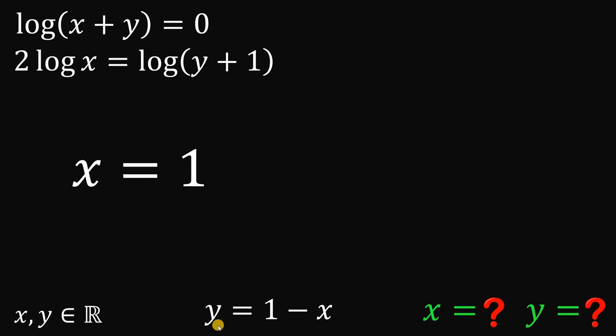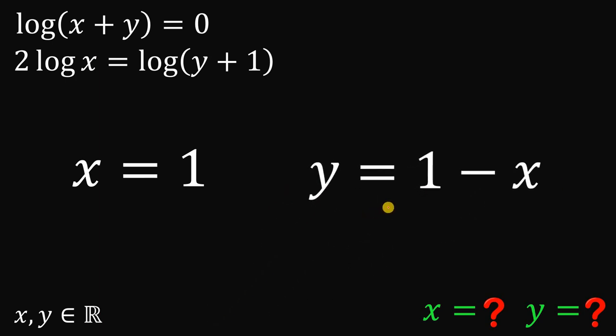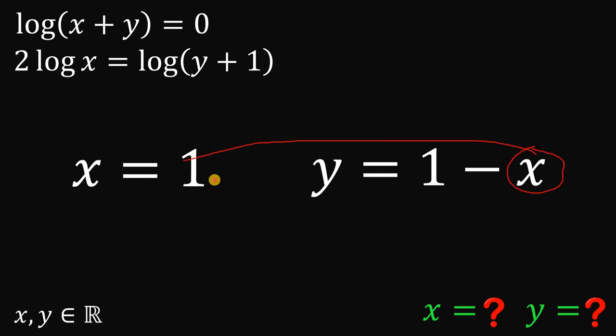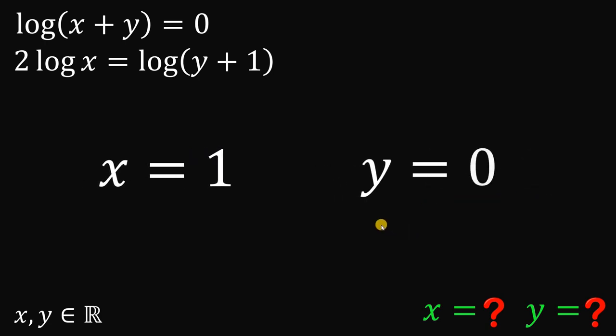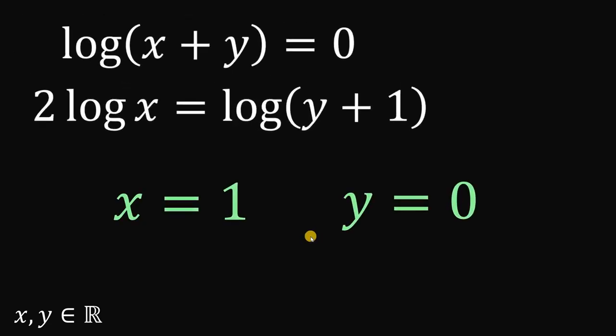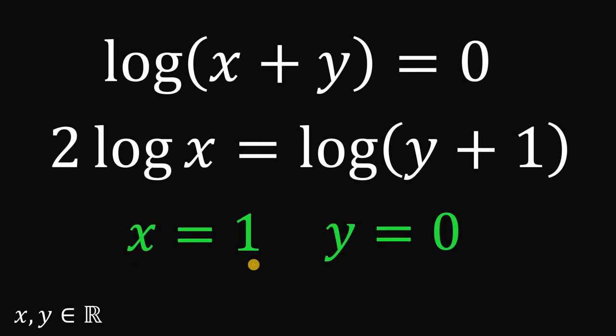Now, we know y equals 1 minus x. And to solve for the value of y, let's replace this x with its value of 1. So, we have y equals 1 minus 1. And 1 minus 1, very simple, this is just 0. Therefore, the only real values of x and y that satisfy this equation are x equals 1 and y equals 0. And as always, we are done.